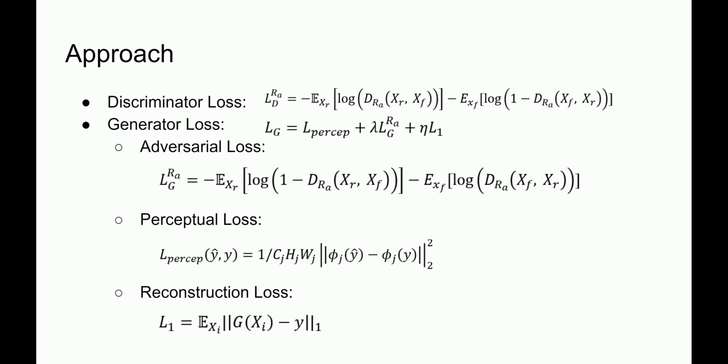Here are the loss functions of the GAN. Both the discriminator and the generator are trained on update targets. Besides, the generator has three different components, which are perceptual loss, adversarial loss, and reconstruction loss.